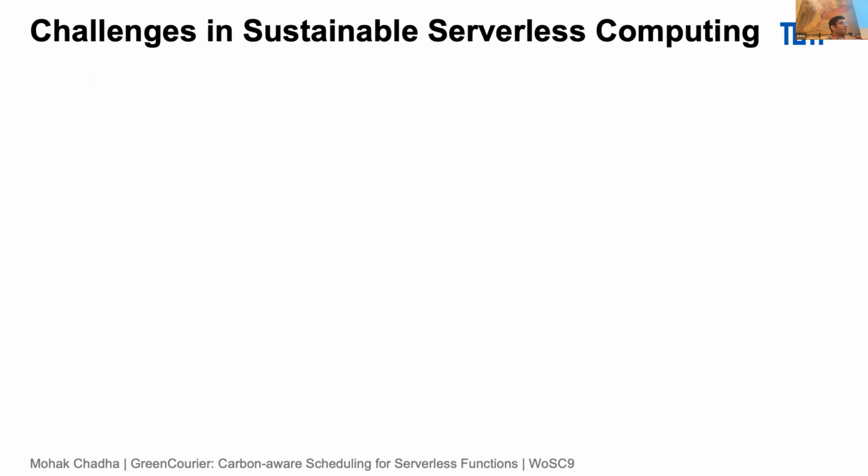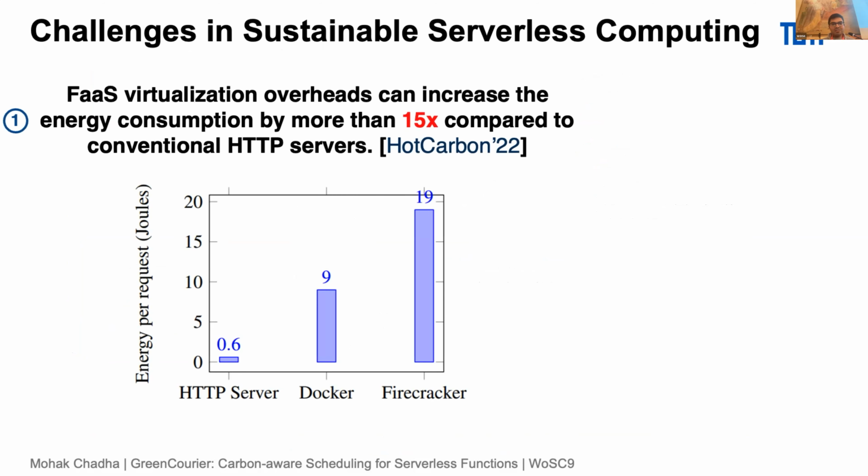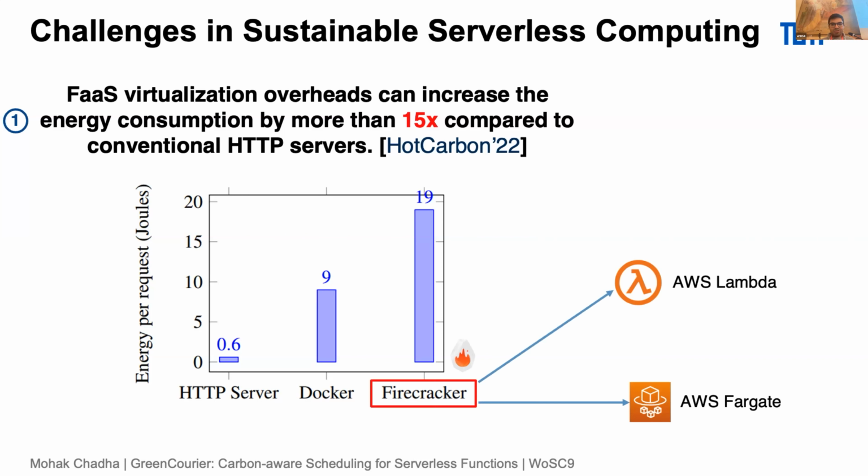If you look at some of the challenges in sustainable serverless computing, one of the challenges is that due to the significant level of abstraction provided by the FaaS computing model, the core new technologies that enable it consume significantly more energy as compared to conventional technologies. For instance, Firecracker, which is a lightweight micro VM used in production in AWS Lambda and AWS Fargate, consumes 19 joules of energy per function invocation request.